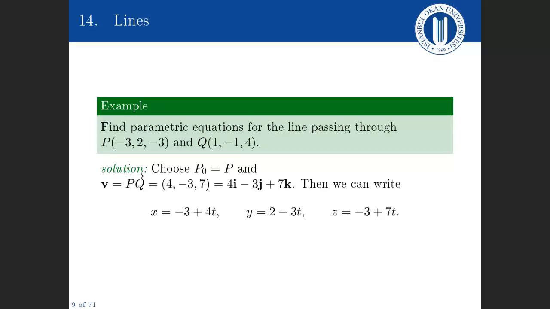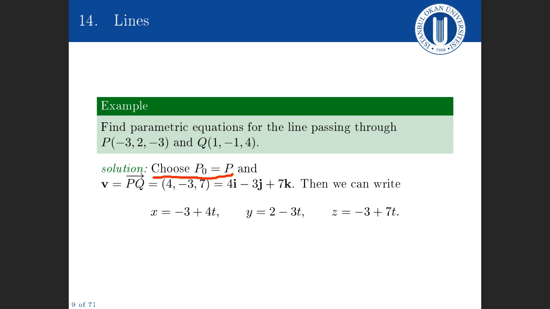Now, to answer this, we need two things. We need a point on the line. That's easy. We already have 2 points on the line. We could choose either one we want. And we need a vector which is parallel to the line. So for the point on the line, we have a choice. We could either choose P or we could choose Q, and it really doesn't matter. I choose to use P.